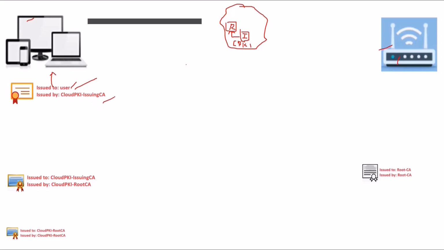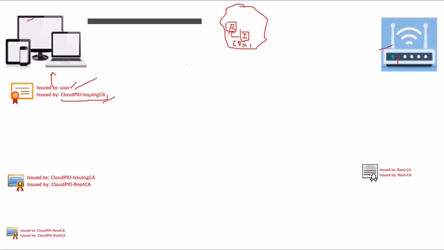Now we already know that for a device to receive a SCEP certificate, it needs to have the entire chain, right? Only then is the device going to trust that SCEP certificate. That is exactly what we discussed in the previous slide. So this device right now does not know what the certificate is, right? Because it does not trust the Cloud PKI issuing CA. It does not know what the Cloud PKI issuing CA is, right?